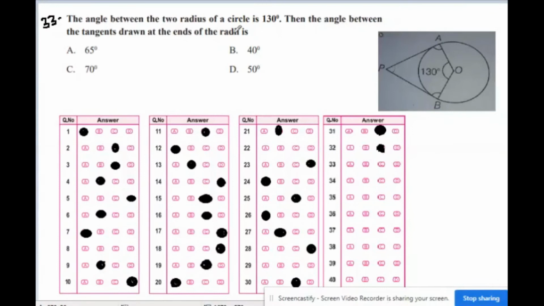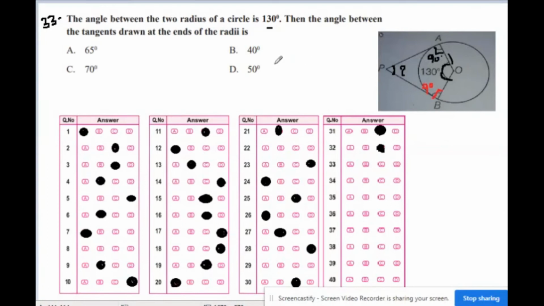33rd question. The angle between the two radii of a circle is 130 degrees. Then the angle between the tangents drawn at the end of the radii is. So the angle between the radii of a circle is 130 degrees, and we are going to find the angle between the tangents at the ends of the radii. We are going to find this angle. So we all know that radius and tangents are perpendicular to each other. So this angle will be 90 degrees and angle B will also be 90 degrees.